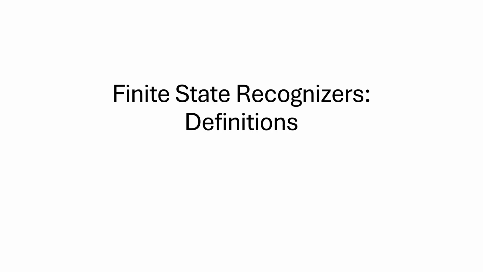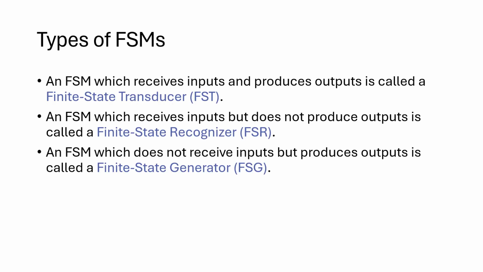In this video, we will talk about finite state recognizers. Previously, we introduced three types of finite state machines, where the type that receives an input and generates an output, we call them finite state transducers, and in previous videos, we talked about these. Then we have the type of finite state machine that receives inputs but does not generate any output, and we call them finite state recognizers or acceptors. And the focus of this video will be on this type of finite state machines.